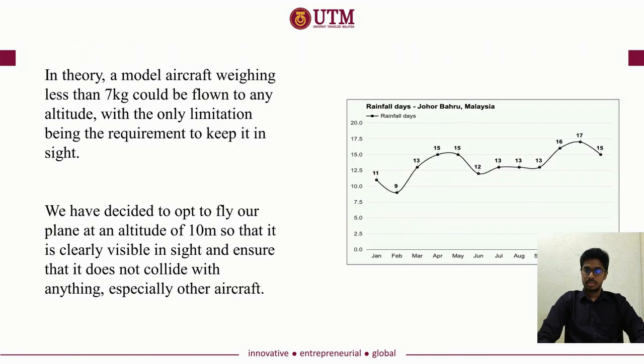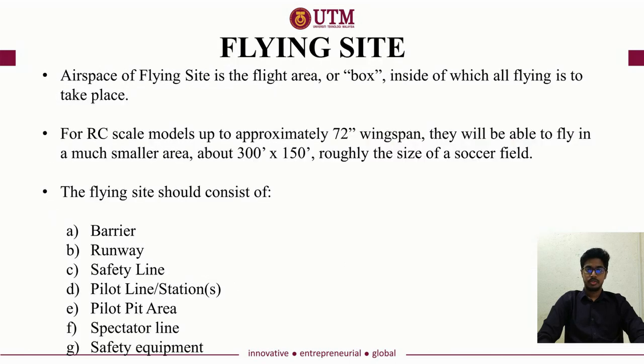Moving on to the next slide, which is the rainfall days. This is a graph on the average rainfall days of the location selected. In theory, a model aircraft weighing less than 7 kg could be flown to any altitude, with the only limitation being the requirement to keep it in sight. We have decided to fly our plane at an altitude of 10 meters so that it is clearly visible and ensure it does not collide with anything, especially other aircraft.